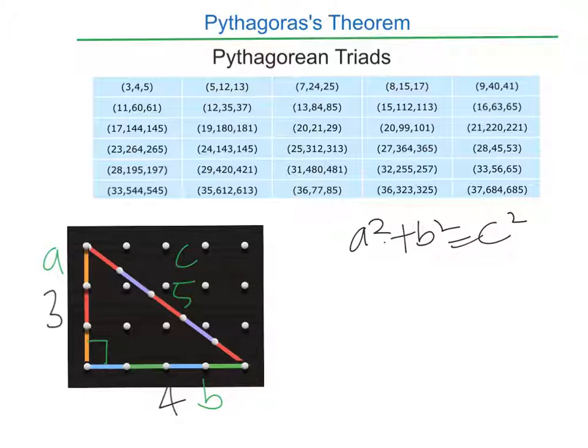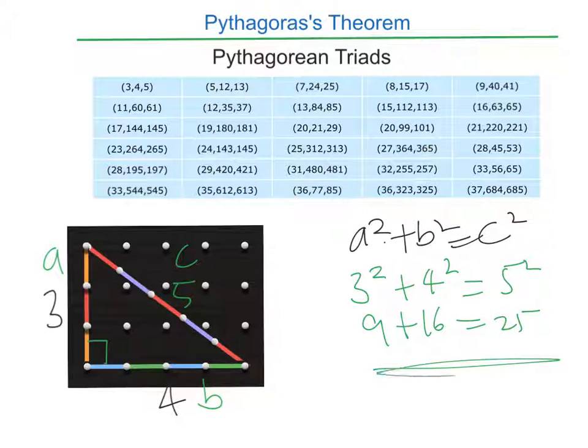So in my formula, I'm going to substitute in, and you'll see that 3 squared plus 4 squared is 5 squared. And that's true because 9 plus 16 does equal 25. So these three numbers here, 3, 4 and 5, fit into the equation and keep it equal. The left-hand side, the a squared plus b squared, does indeed equal the right-hand side. 25 does equal 9 plus 16. So that's a Pythagorean triad.